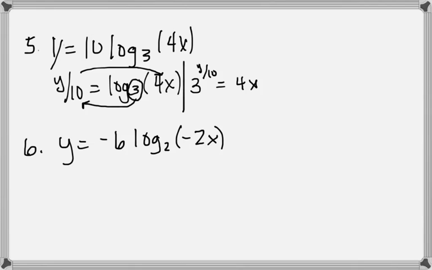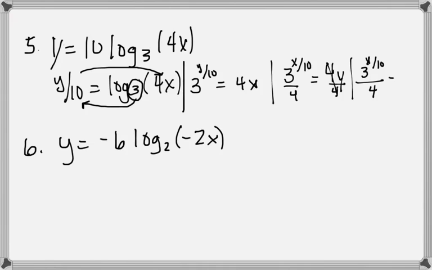And so we're going to get 3 to the x divided by 10 equals 4y. And last step, divide by 4. That cancels, leaving you with 3 to the x divided by 10, all over 4, equals y. So that's your answer there.